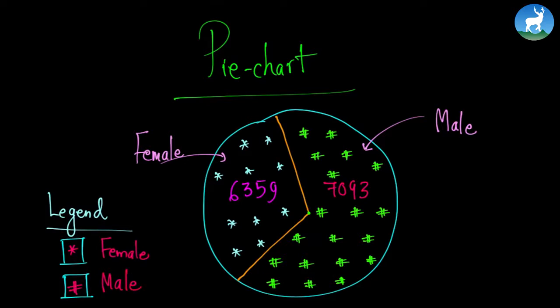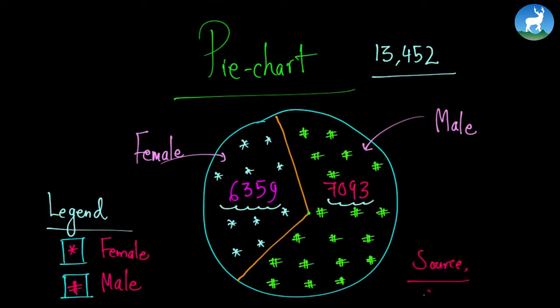So out of the total population, and what is the total population? The total population is 13,452, and out of that 7,093 people were male while 6,359 people were female. The source of this information is Central Bureau of Statistics, 2011.